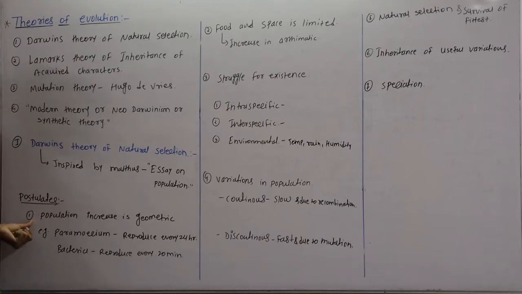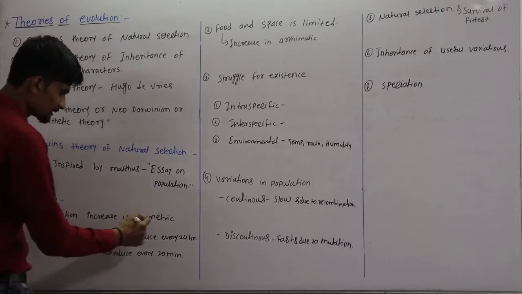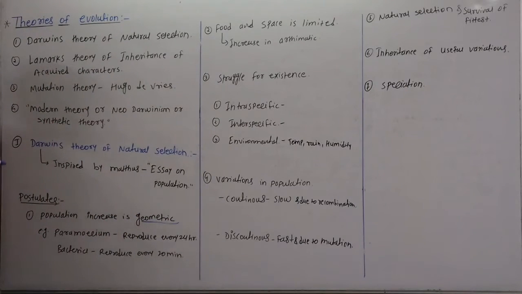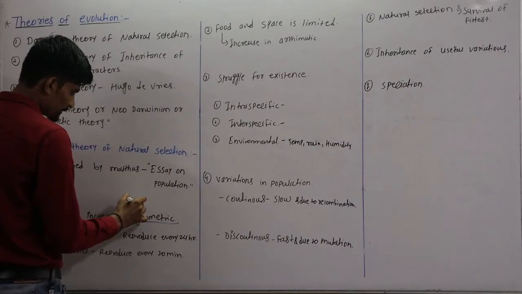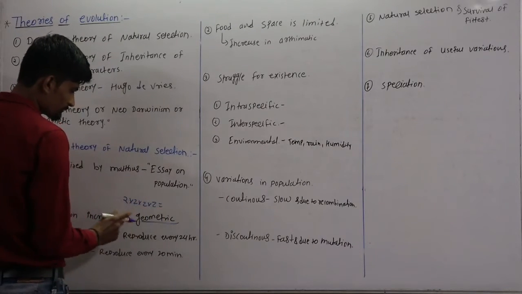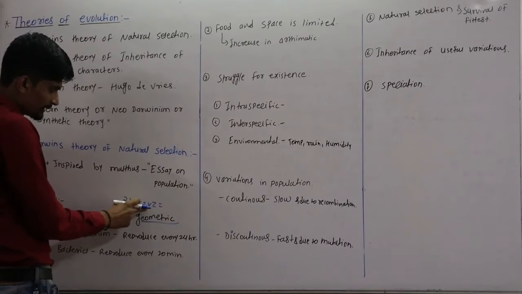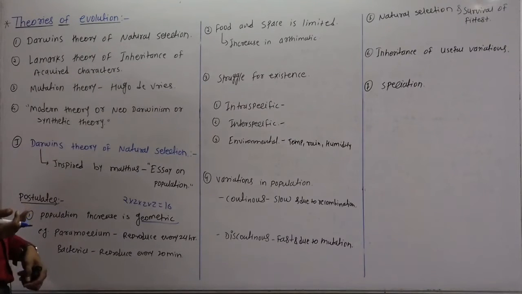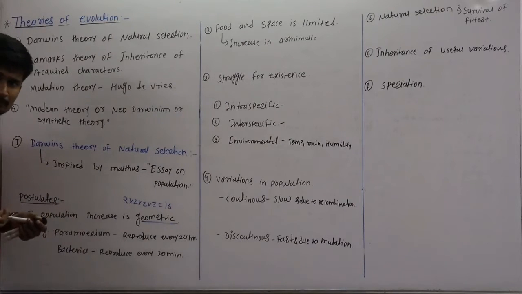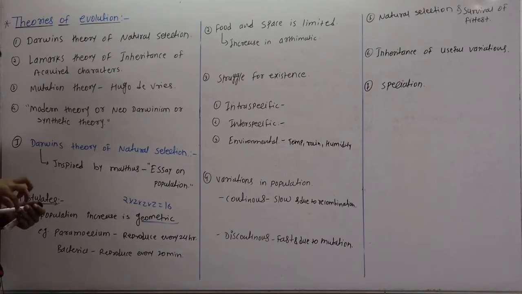The first postulate of Darwin's theory is that population increases in a geometric manner. Now geometric manner means simply, suppose we are writing 2 into 2 into 2 into 2, so it will become 2 into 2, 4, 4 into 2, 8, 8 into 2, it will become 16. So that is geometric, meaning multiplication. So population increases in a geometric manner, so in the increase of population there is a multiplication.